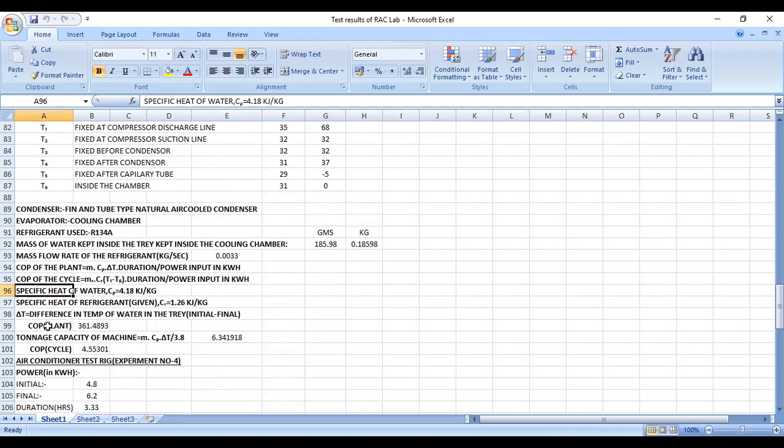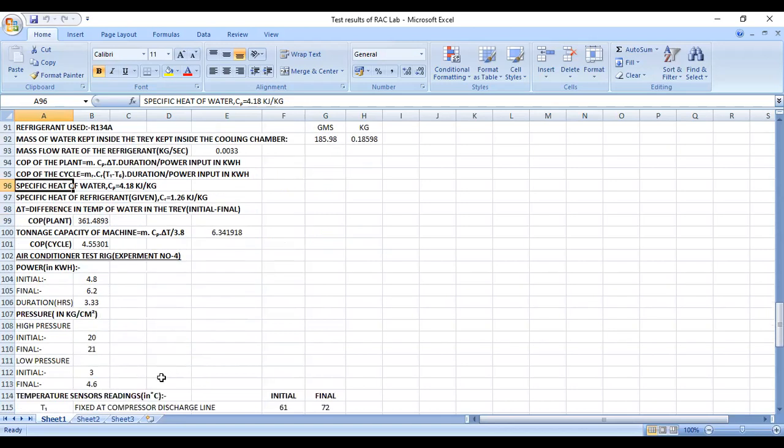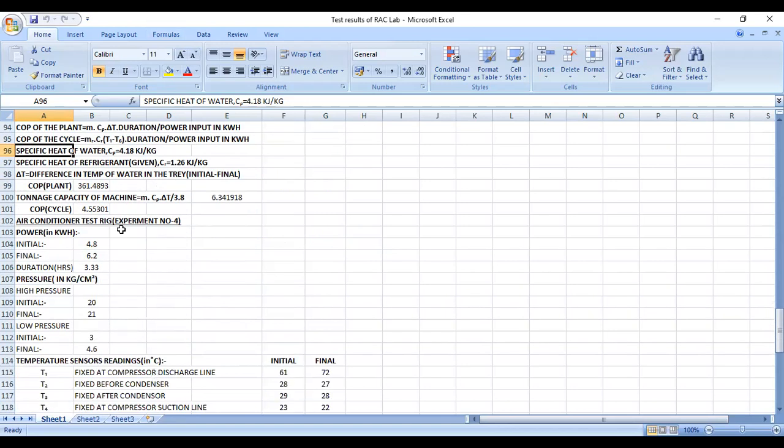The tonnage capacity of the plant, mCp delta T divided by 3.8, is equal to 6.13419, and COP of the cycle 4.55. Next comes the fourth experiment, the air conditioner test.